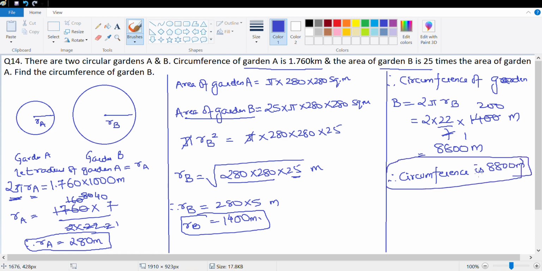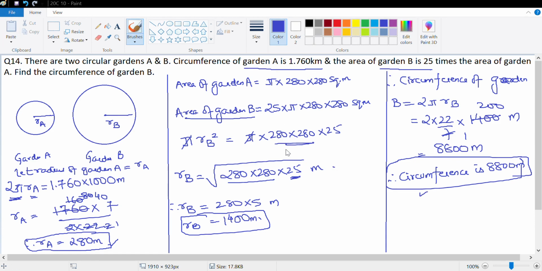Again, I hope you learn this trick of not trying to do the calculations, keeping it as 22 by 7 unless the question specifies, and not multiplying and getting complicated answers. Good. Let's move on to the next question.